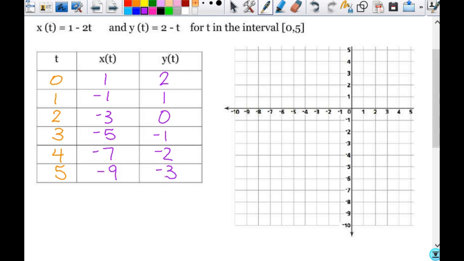Do y'all agree with me? Is that what you got? Yeah, it was pretty easy, right? You don't get much easier than that. Also easy to mess up on. Easy stuff, though. All right, so I'm going to plot these points. Still going to go to 1, 2. That type of thing doesn't change. -1, 1. -3, 0. -5, -1.